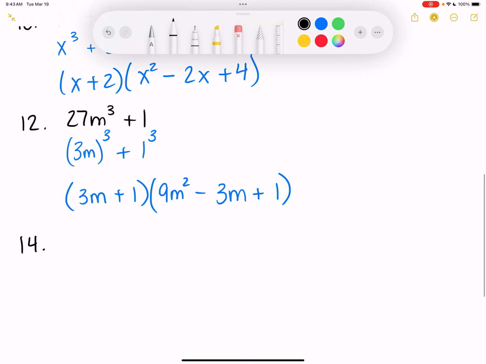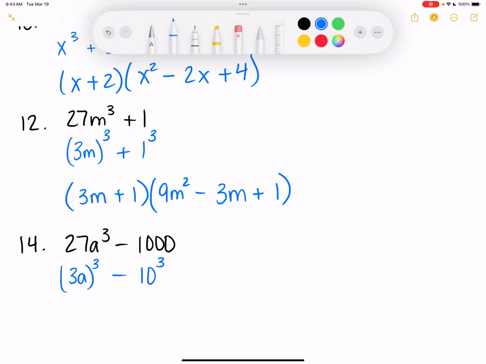14, 27a cubed minus 1,000. So first piece here, just like the previous one, is going to be 3a cubed minus, what cubed is 1,000? 10. So that's 10 cubed.